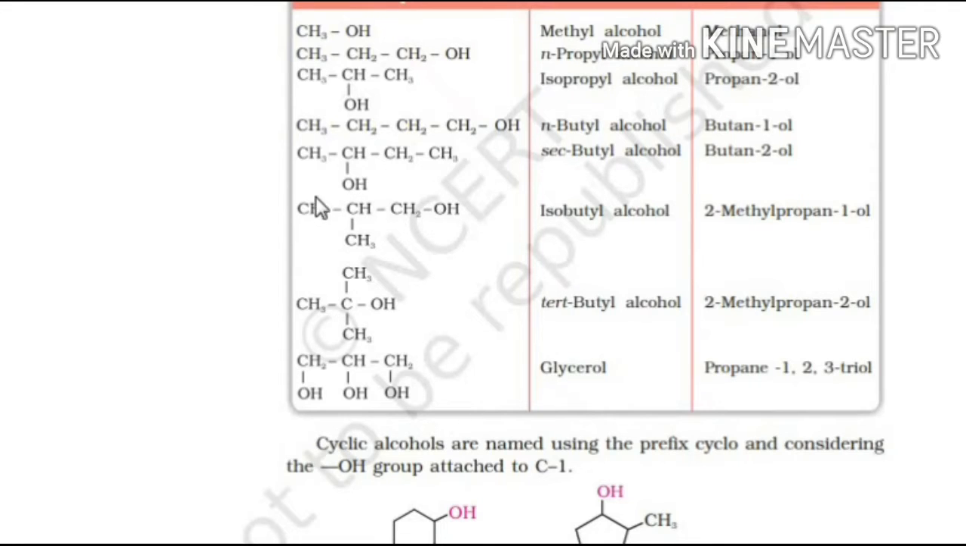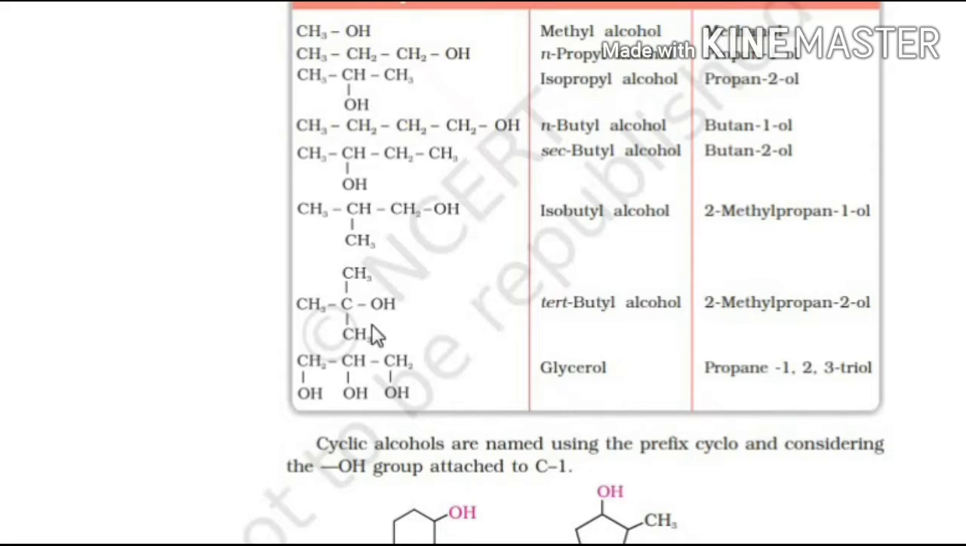Now this part is isobutyl. This is isobutyl, OH is there, so this is isobutyl alcohol. Now for the IUPAC name, do the numbering from this end. This is the longest chain. 1, 2, 3. So at the second position there is a methyl, so this is 2-methyl, and the 3 carbon chain is propane, and at the first position ol, so this is 2-methylpropane-1-ol.